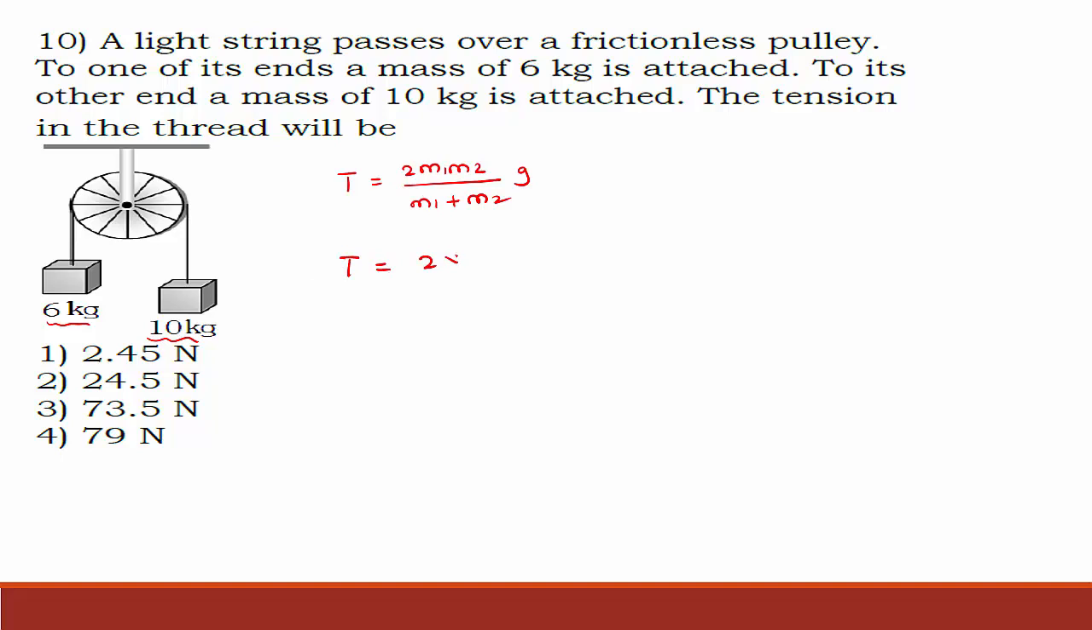Substitute the values. 2 into mass M1, let us take it as 6, into M2 is 10, divided by 6 plus 10, into acceleration due to gravity 9.8. So T equal to, we can write the answer 73.5 Newton. So T equal to 73.5 Newton, option 3 is correct.